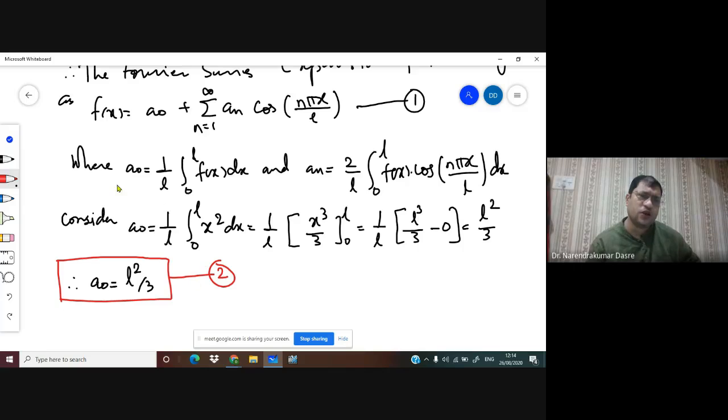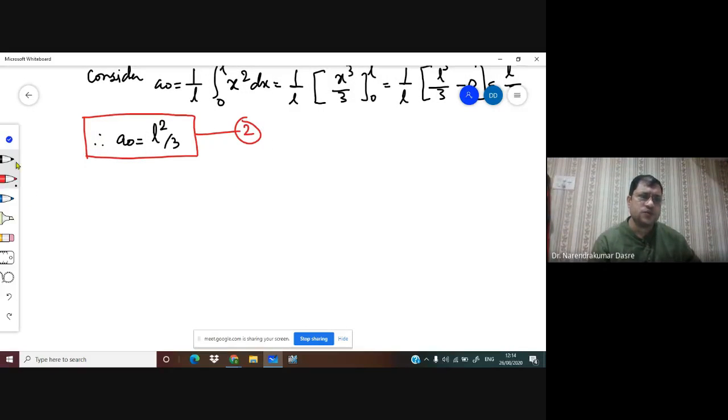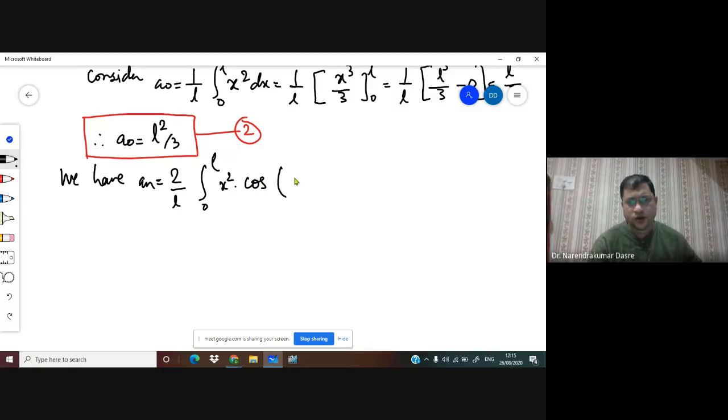Now once you got a0, the next we have to find is an. So let us find an. So we have an is equal to, think of this, what we'll get here. This is 2 upon L integral 0 to L x square cos of n pi x by L dx. And as usual we can see there are two functions. So one we assume u, the other we assume v, and then once we have u into v, we have to use generalized by parts rule for integrating this integral.